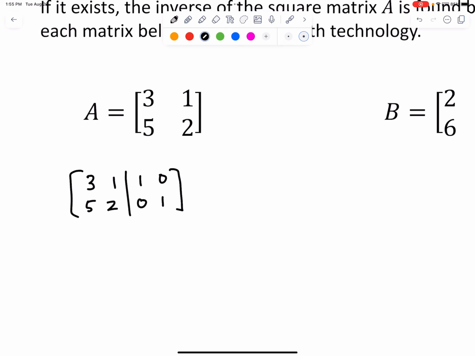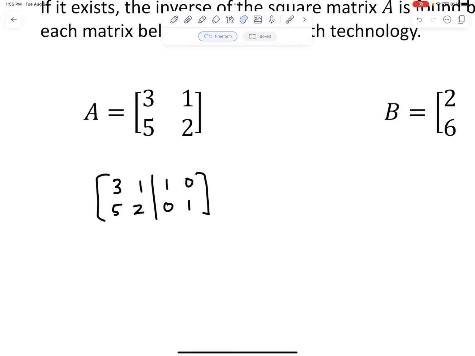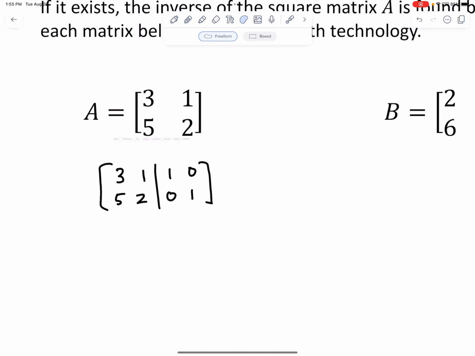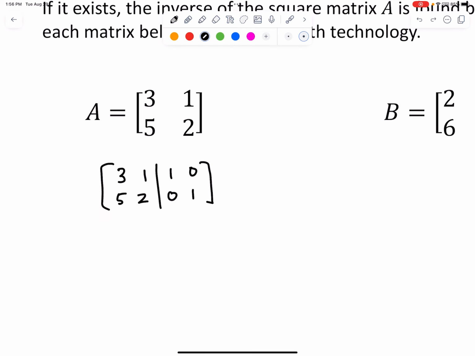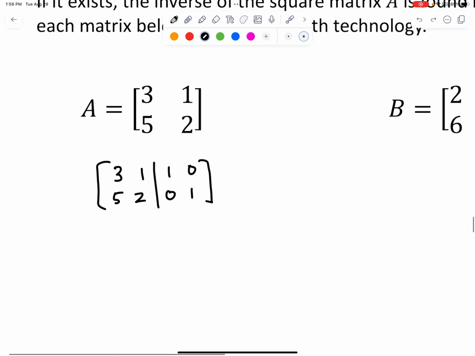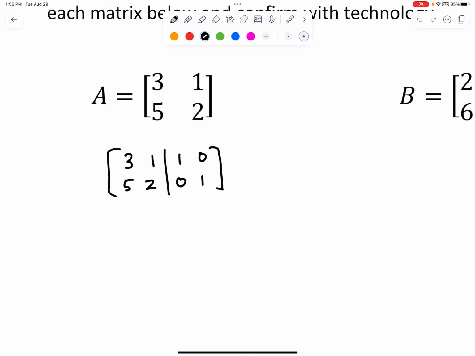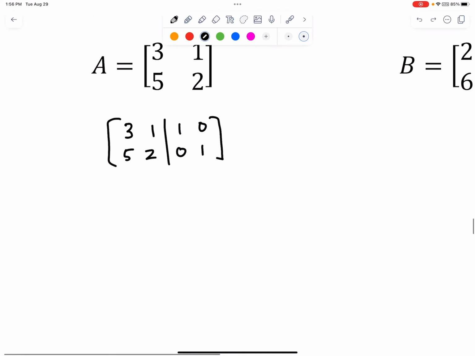Then basically all you do is you take this, which is now a 2 by 4 augmented matrix. You put it in reduced row echelon form with the goal of getting the identity on this side. If A is invertible, this will be possible. If A is not invertible, this will not be possible. All right, well, let's begin.